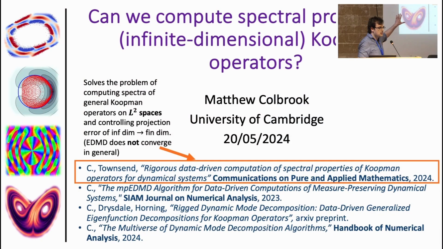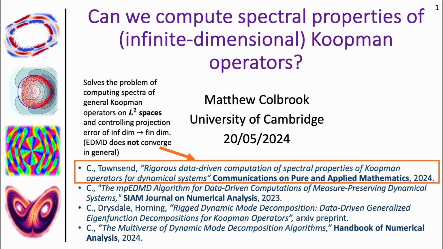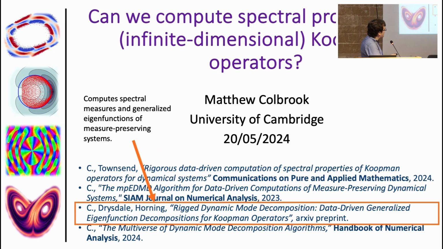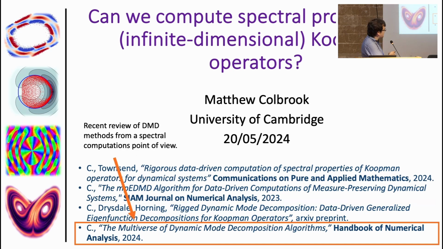So I will put these slides up on my website afterwards as well in case you need any of the references. So the first paper is really about controlling projection errors in L2 spaces. I'm going to talk about measure-preserving systems as well, and also computing generalized eigenfunctions over the continuous spectrum. And then there's a recent review paper that looks at all of these, the zoo or multiverse of DMD methods from a spectral theory point of view.